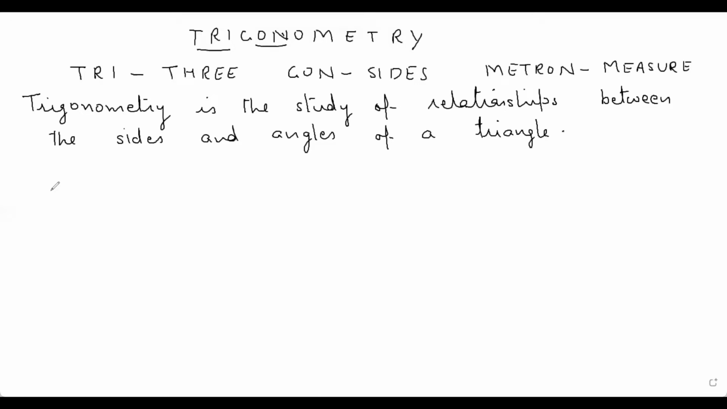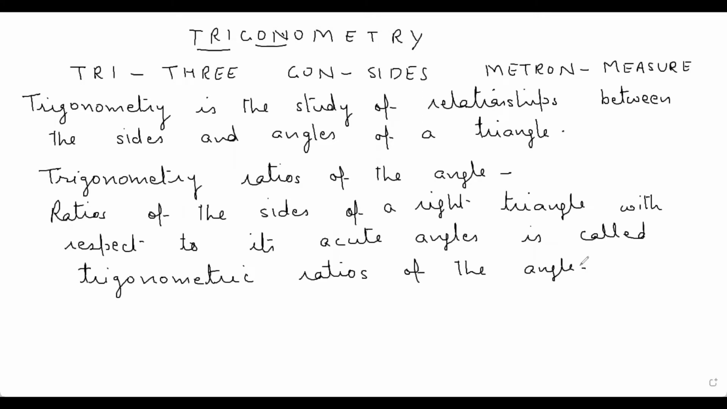Now I am going to explain trigonometric ratios of the angle. What's the meaning of trigonometric ratios of the angle? Ratios of the sides of a right triangle with respect to its acute angle are called trigonometric ratios of the angle.